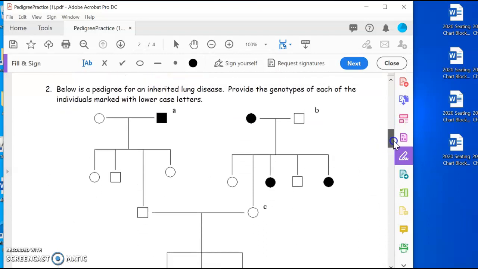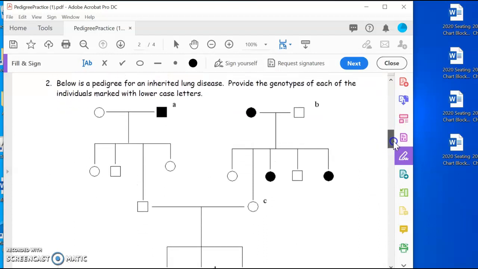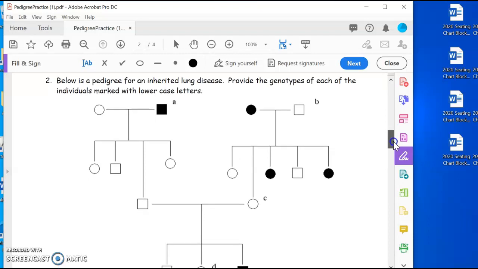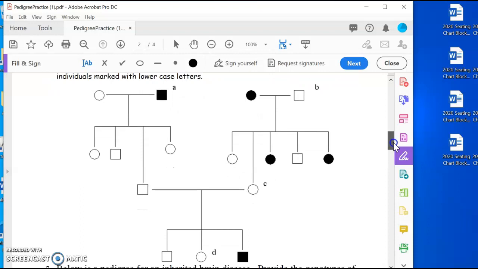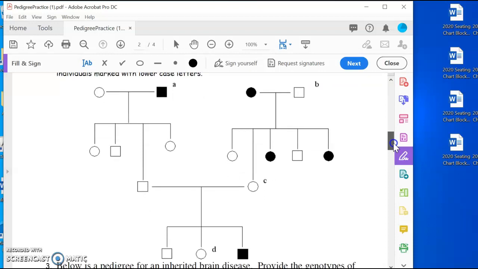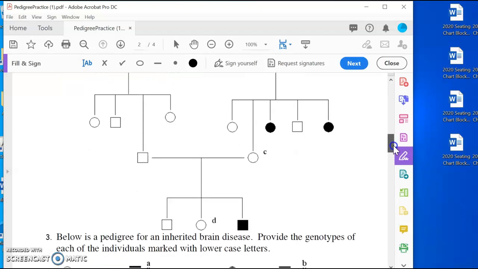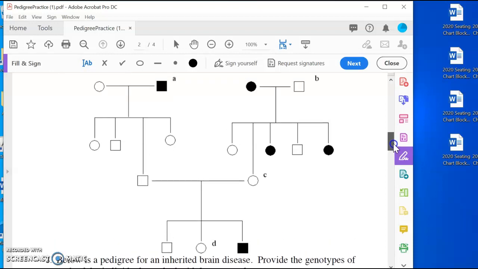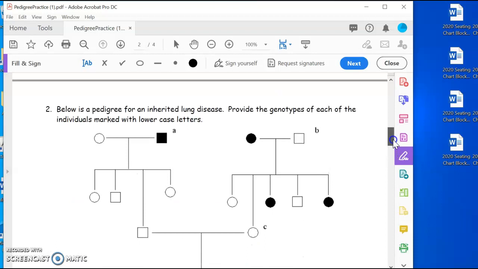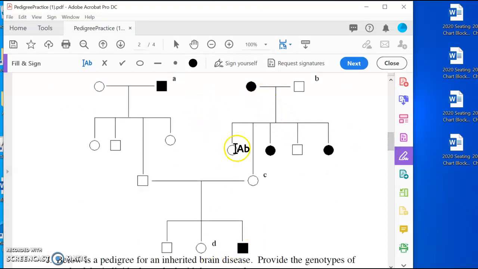All right, so we have a pedigree down here. It says below is a pedigree for an inherited lung disease. Provide the genotypes of each of the individuals marked with lowercase. So first we need to figure out what kind of dominance this is. If we look at the pedigree, you'll notice that it doesn't show up more in boys than girls, so it's not sex-linked. It does show up in almost every generation. So every generation it shows up, sorry. And because it shows up every generation, it's probably dominant.